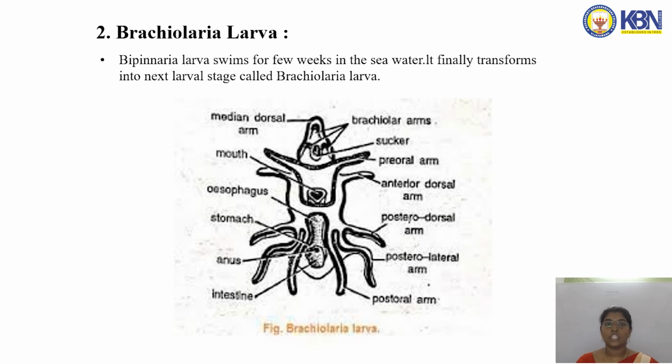Next, Brachiolaria larva. Bipinnaria larva swims for a few weeks in the seawater. It finally transforms into the next larval stage called Brachiolaria larva. This is the diagrammatic representation of Brachiolaria larva.